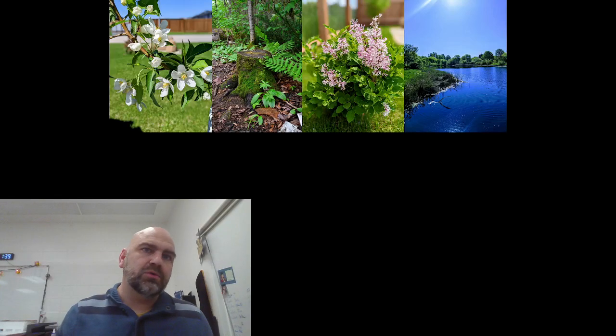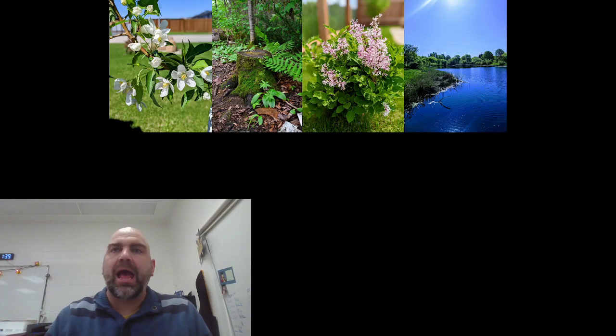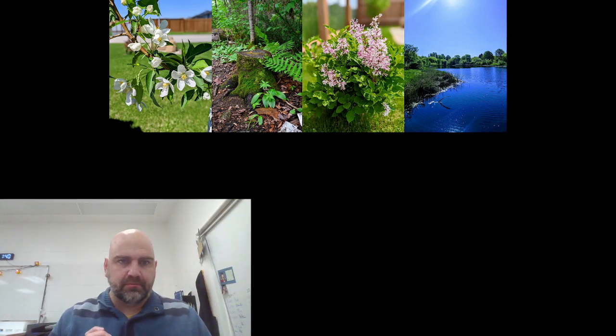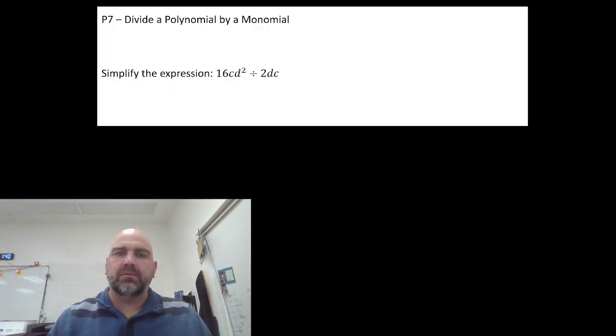All right, welcome to this lesson where we're going to be taking a look at dividing a polynomial by a term. We're just going to do a simple polynomial by a term, and we want to get started with some of the basics. This is from a previous lesson that we've done, but going through just dividing and a little reminder about how we divide terms. So you'll notice we have this one here where we have 16cd squared divided by 2dc.